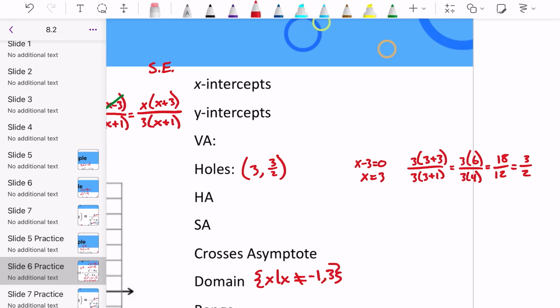We then go into our vertical asymptote. Keep in mind our vertical asymptote is determined by the denominator of our simplified equation. There we had x plus 1 is equal to 0, which means x does equal 1. Correction, -1. So we would write this as x is equal to -1.